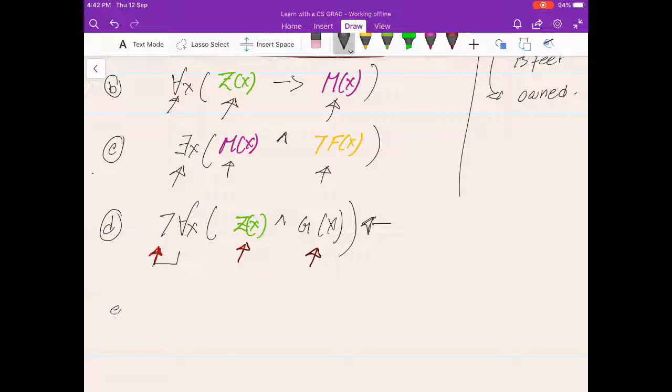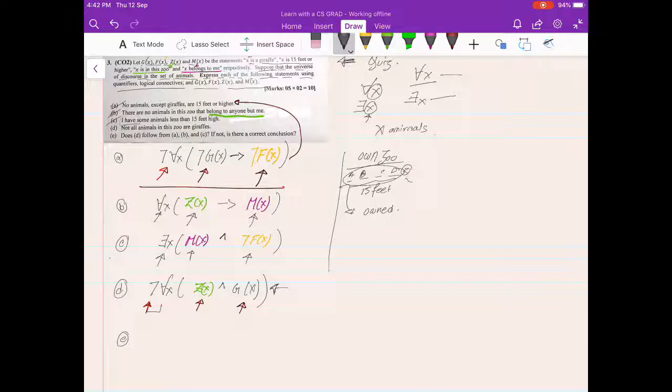And let's look at the final one. Does D follow from A, B, and C? If not, is there a correct conclusion? So we have to look at the whole question now and try to come up with a conclusion. D says not all animals in this zoo are giraffes. As I said before, let's say this is the zoo. There are A, B, C, D, and Z types of animals, right? So not all animals in the zoo are giraffes. This says it all, right? Because we have other animals too, except giraffes.